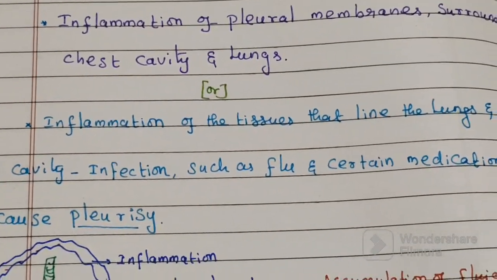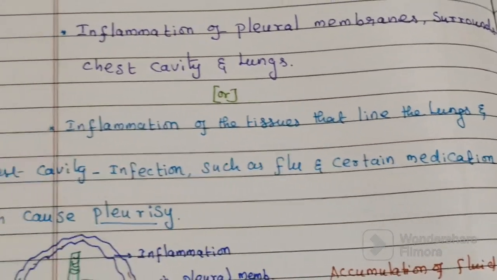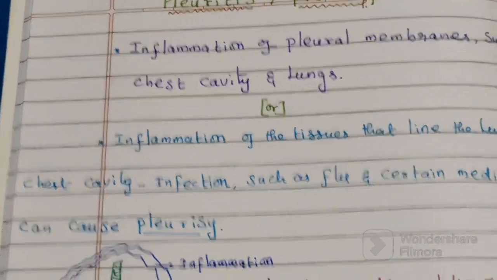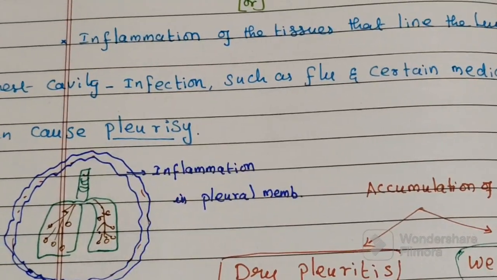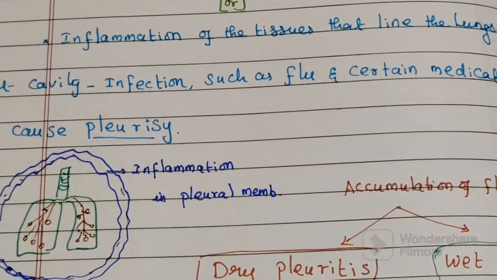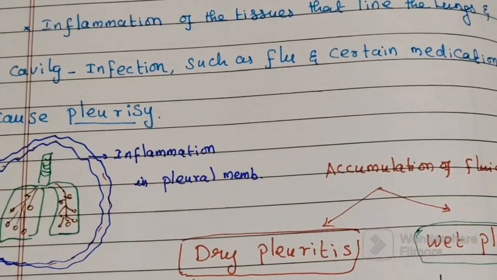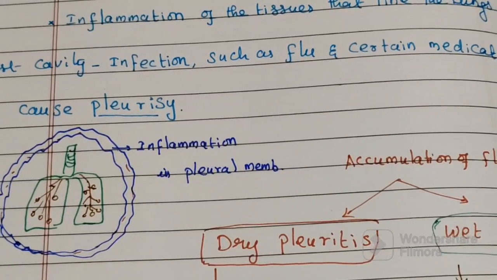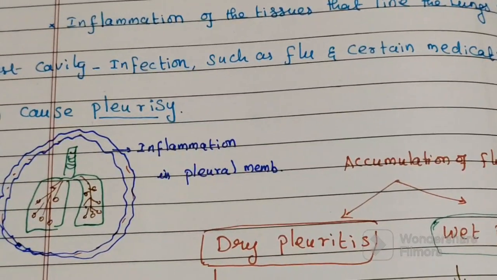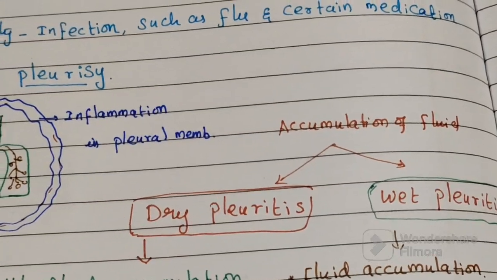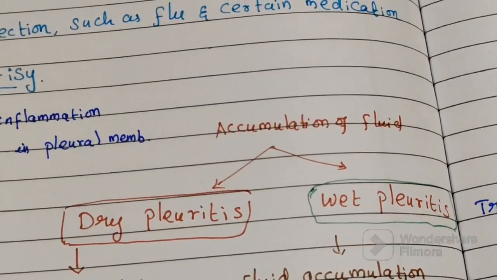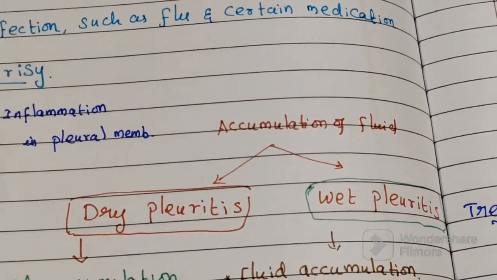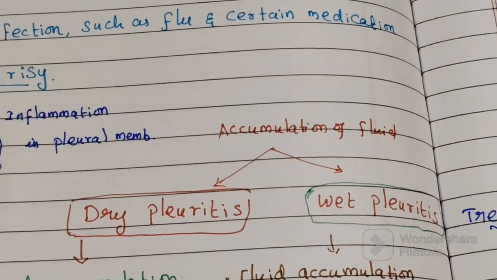Infections such as flu and certain medications can cause pleurisy. There is inflammation in the pleural membrane, and there may be accumulation of fluid. On the basis of fluid accumulation, it can be divided into two types of pleuritis: one is wet pleuritis, and the other is dry pleuritis.